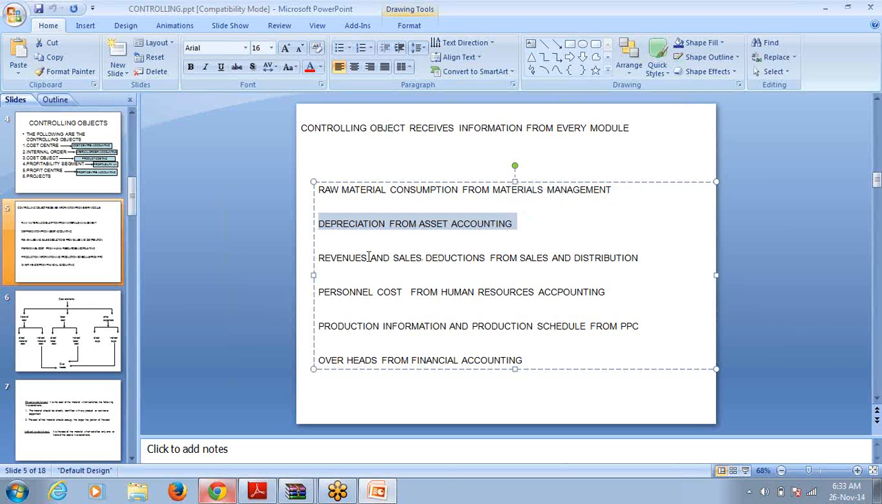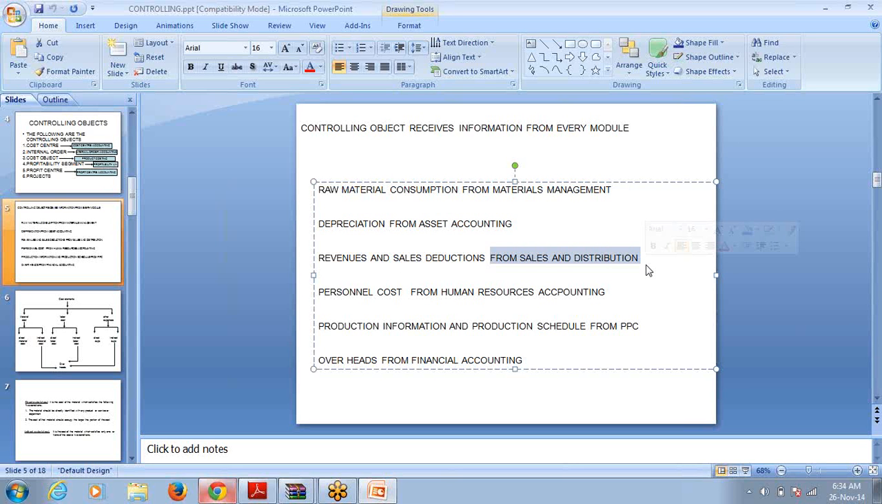Then revenues and sales deductions from the sales and distribution module. When you have implemented SD, the invoices are raised in SD, and as a result, the sales revenue account is updated in the general ledger. From there, it is transferred to controlling.